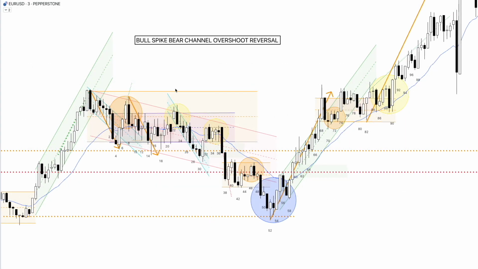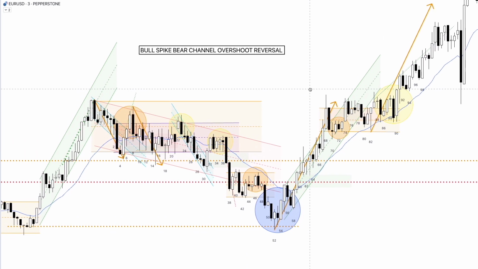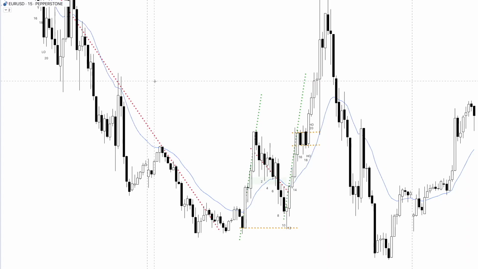Hello, this is the price action for yesterday, the Euro USD 3-minute chart. We had a bull spike, a bear channel, followed by an overshoot reversal. Let's go up to the 15-minute chart to see how this formed.